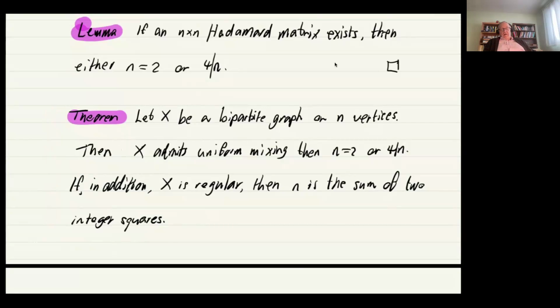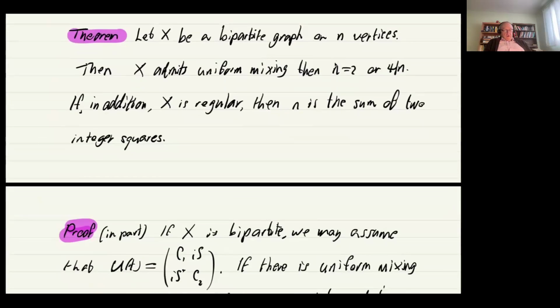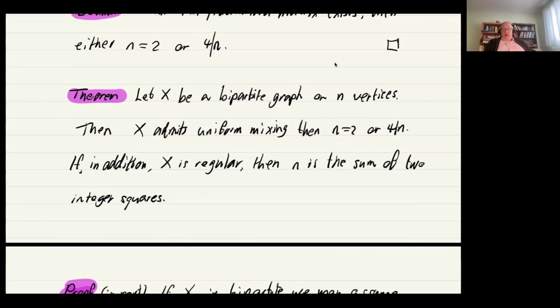So the point is that X admits uniform mixing if and only if either n is 2 or 4 divides n, and if X is regular, then n is the sum of 2 integer squares. I'm pretty sure the proof's coming. So the way the proof's going to work is we're going to construct a Hadamard matrix when there's uniform mixing. Then we just apply the results on Hadamard matrices.